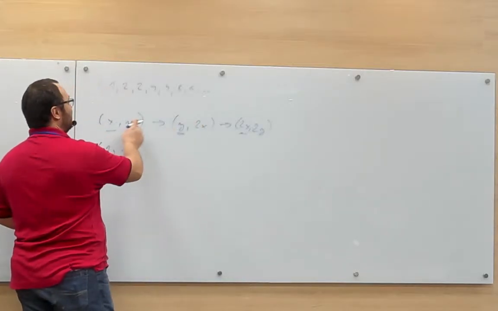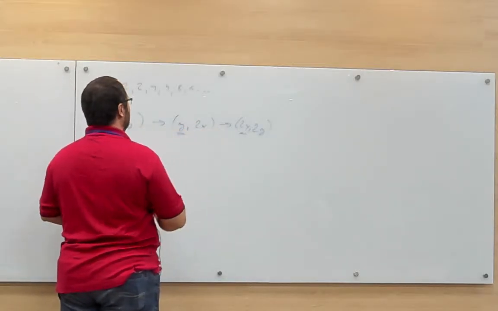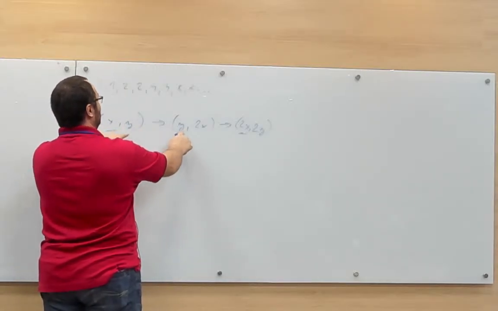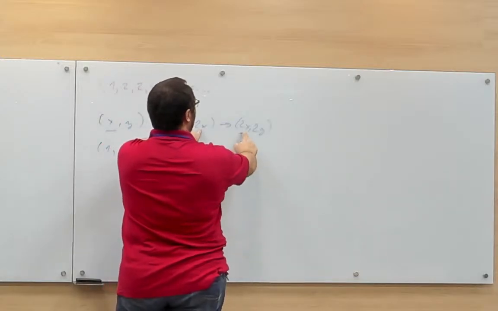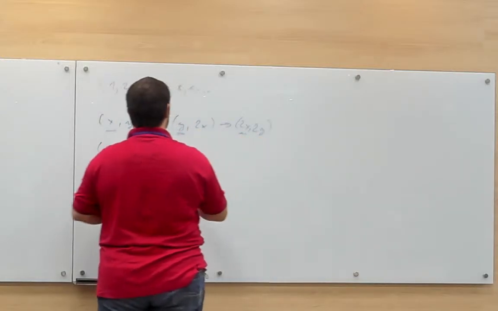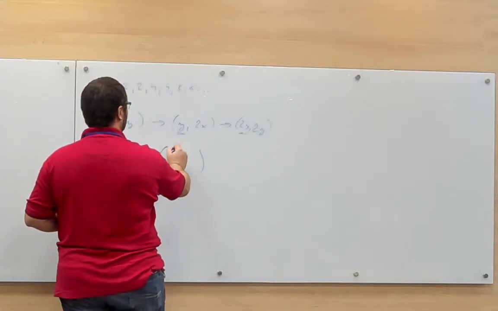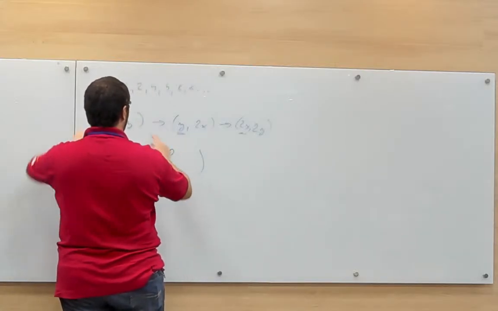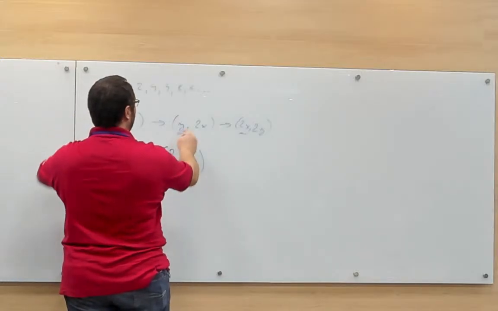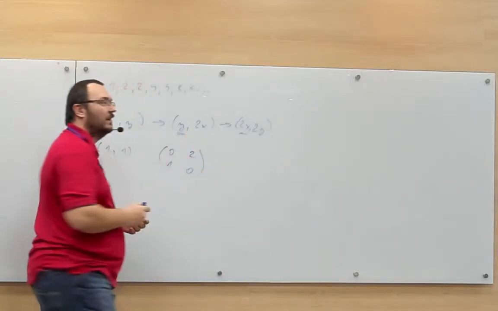Then you can do it, and this is in fact a linear transformation. You are taking this element there, this element goes there, and this element is doubled and goes there. So you are just doing multiplication by the following matrix. So 0 and 1: 0 times this plus 1 times this gives you the first output, and 2, 0 gives you the other output.